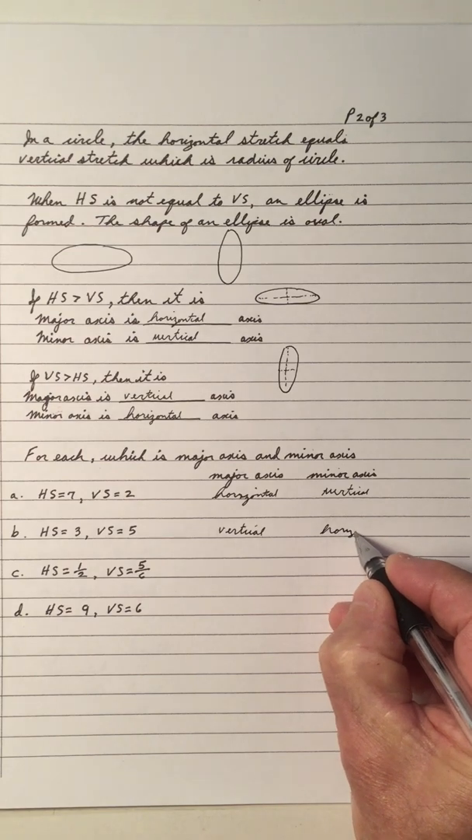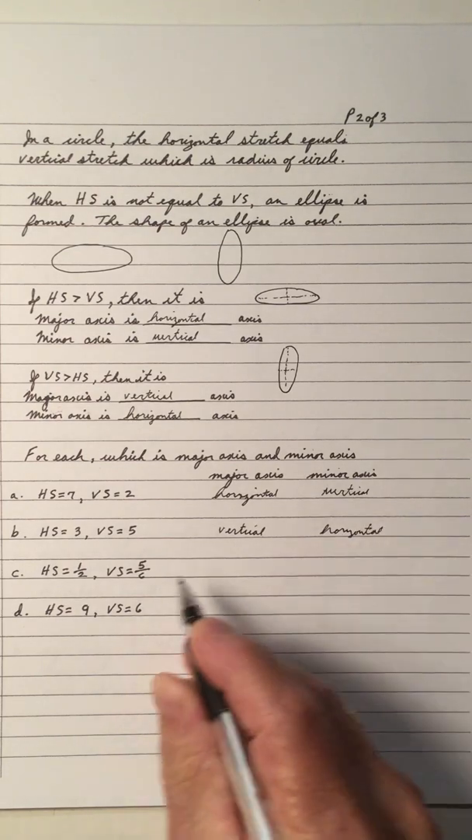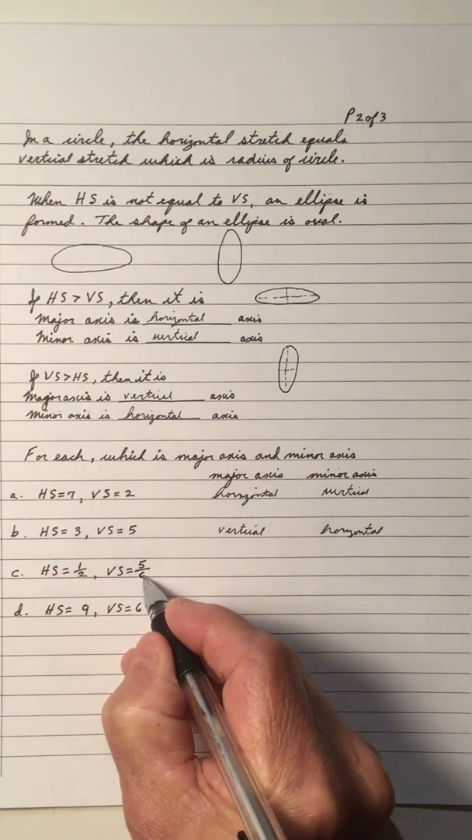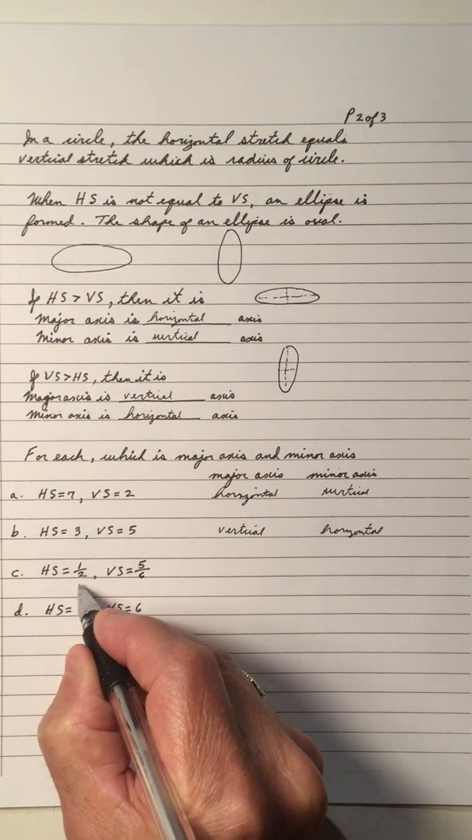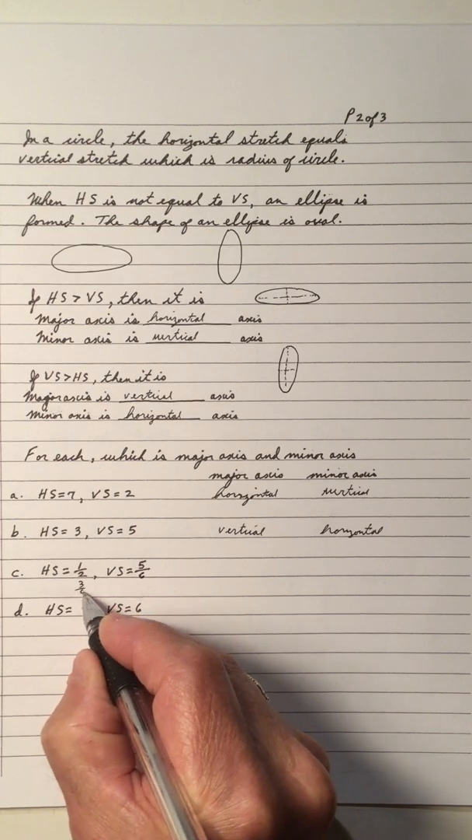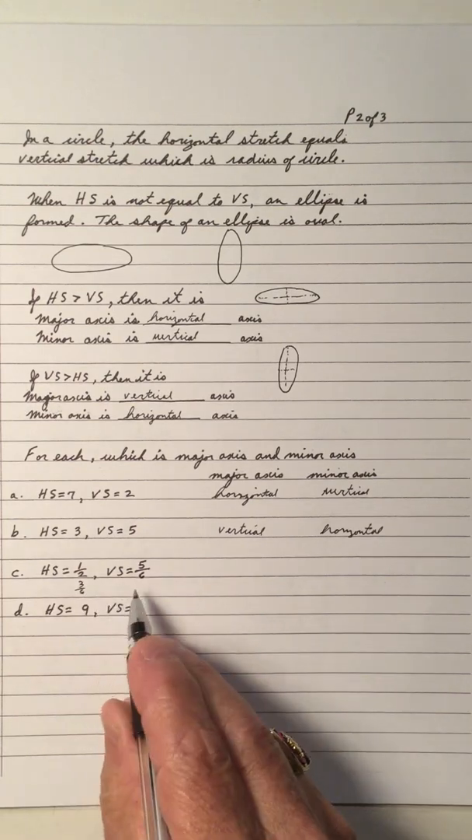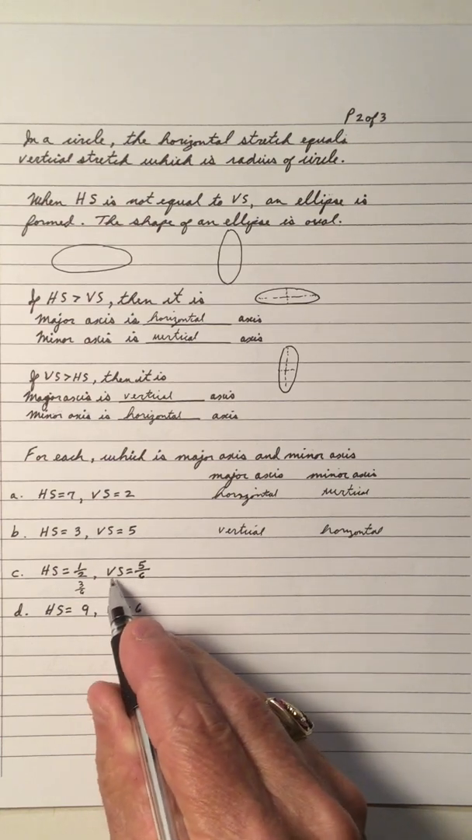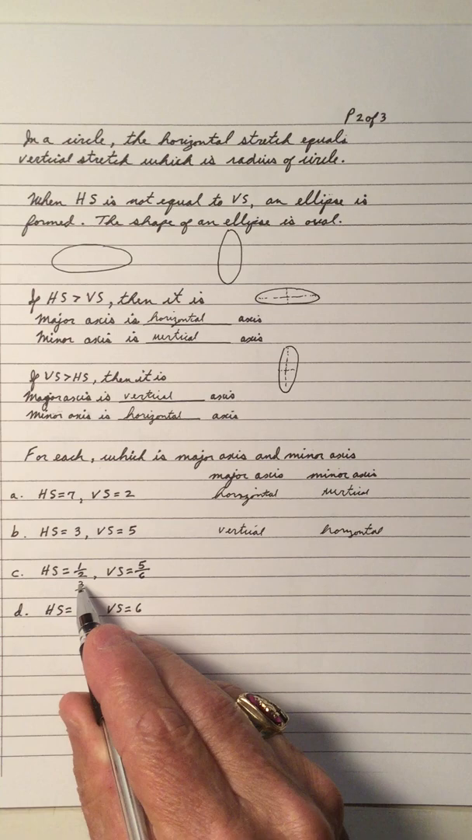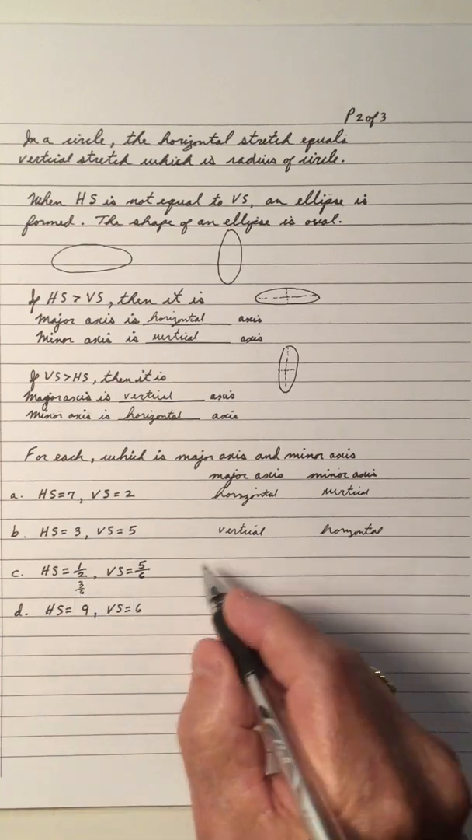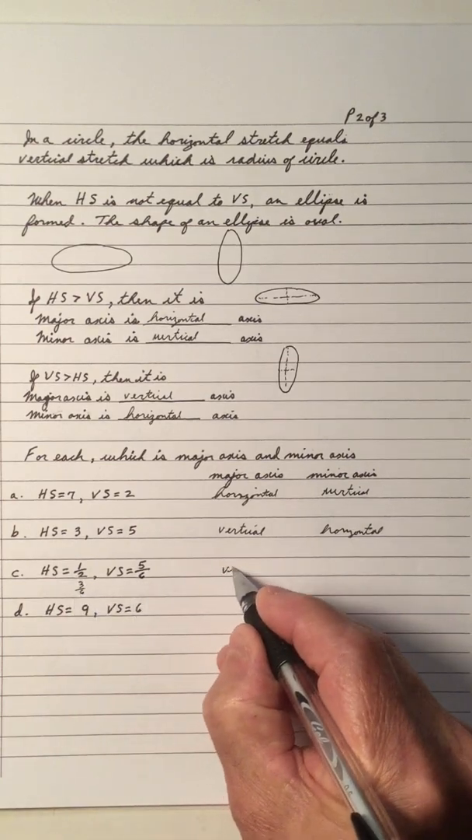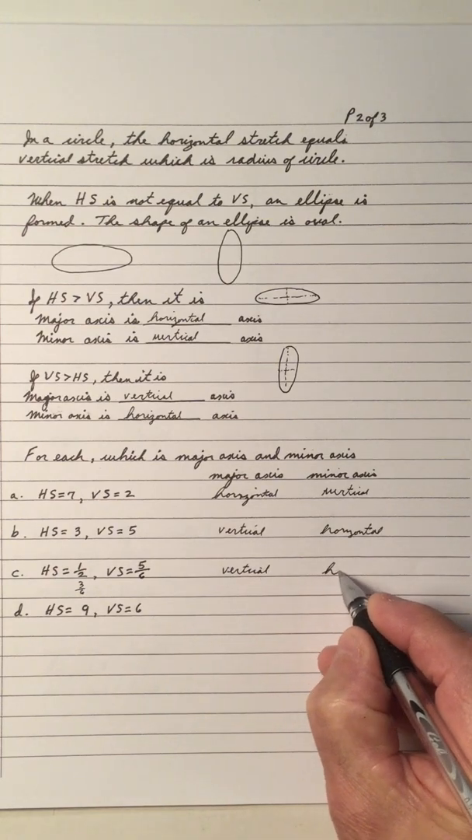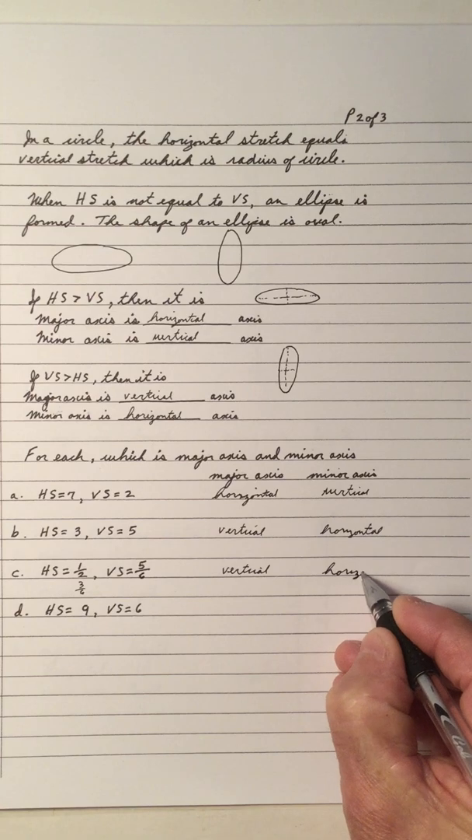So a half and 5/6, we convert the two of them to the same denominator. So 1/2 is 3/6, multiplied by 3/3. So 5/6 is more than 3/6 or a half. So the major axis again is vertical because it's the bigger number. And the horizontal axis is the minor. This is shorter.